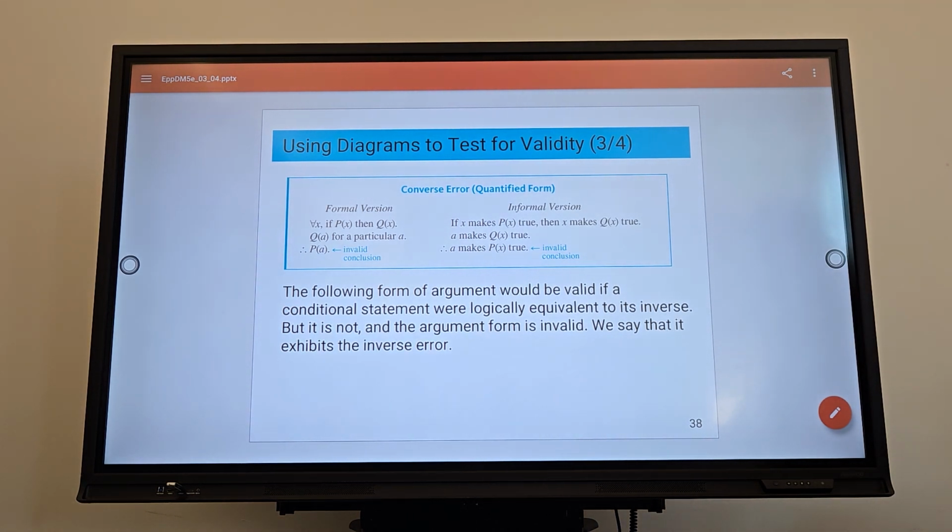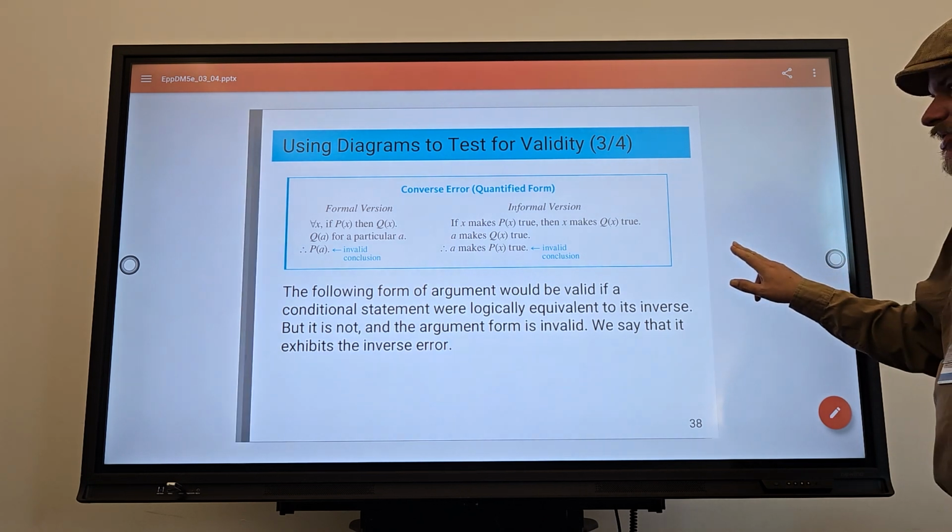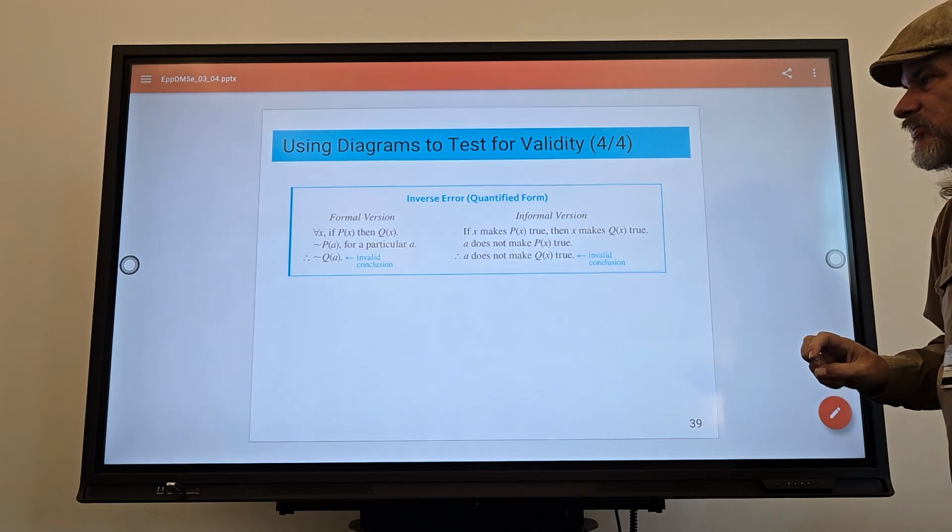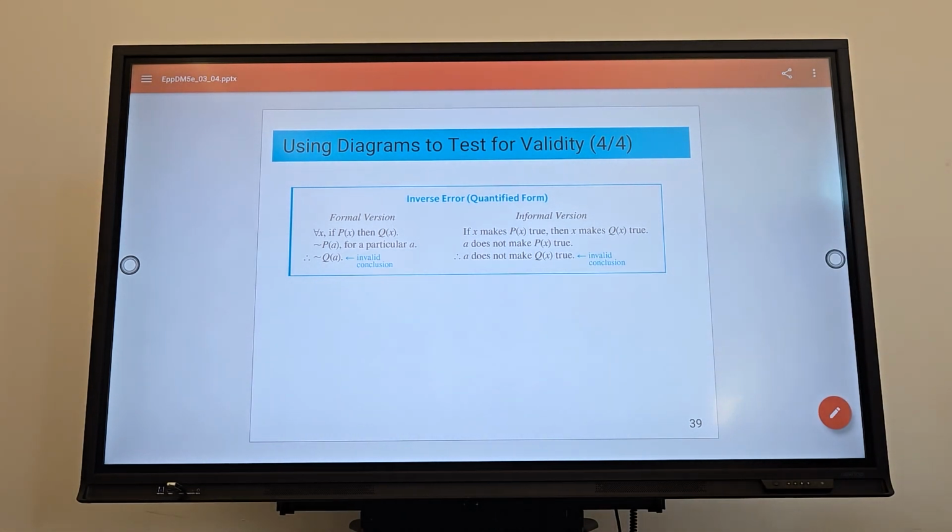The argument form is invalid, and it exhibits inverse error. Inverse error is similar, where if P then Q, not P for a particular a, therefore not Q. Also an invalid conclusion.